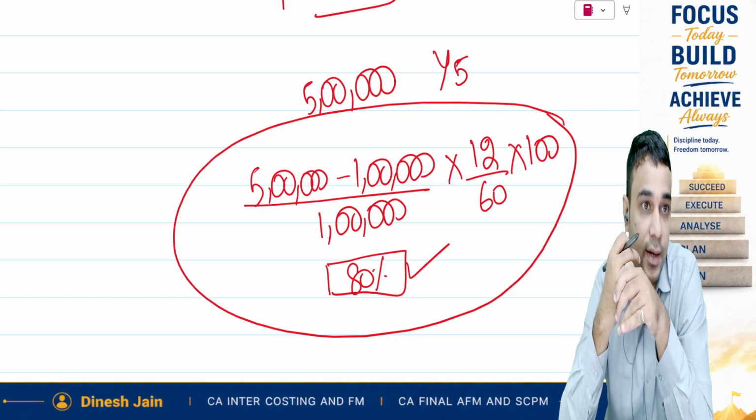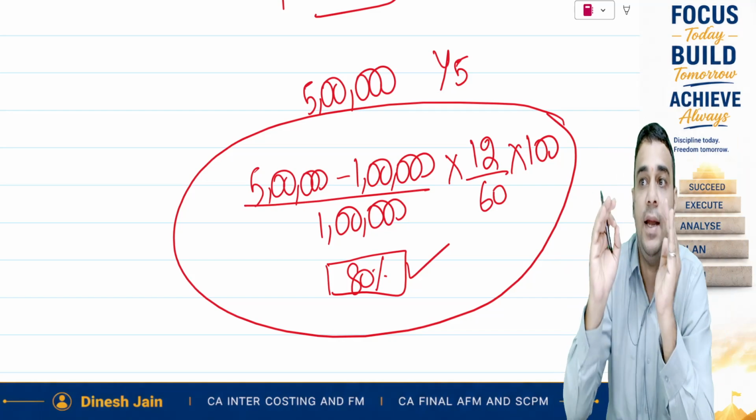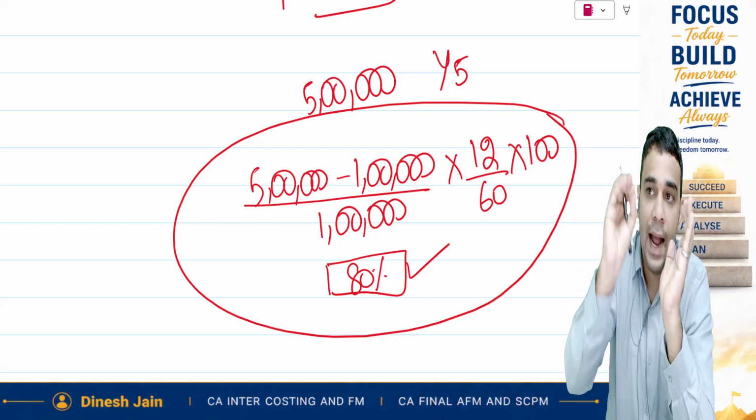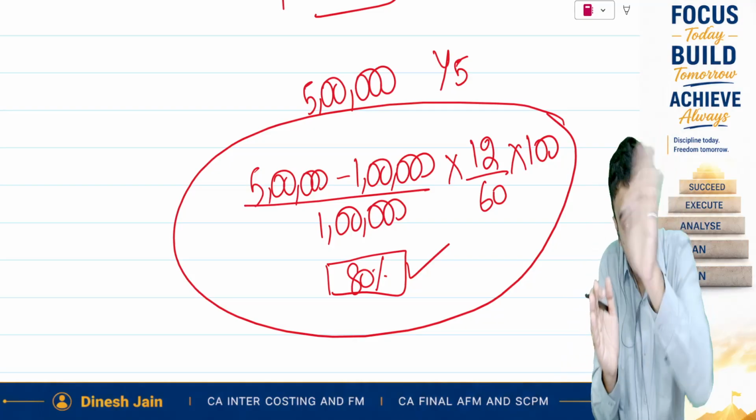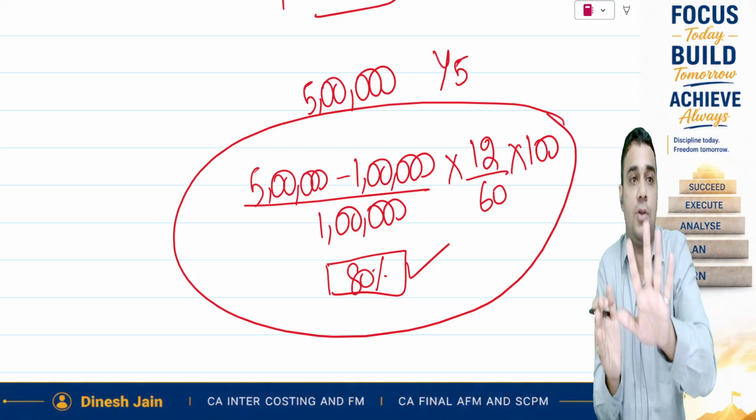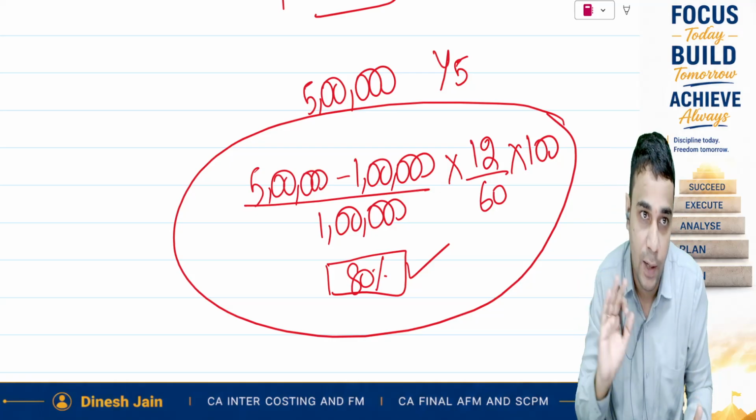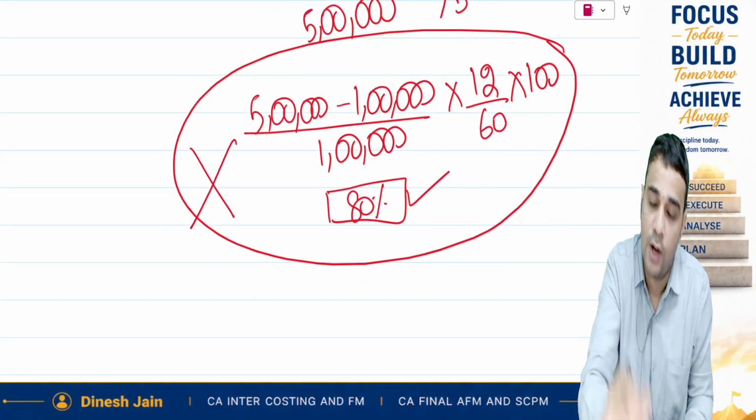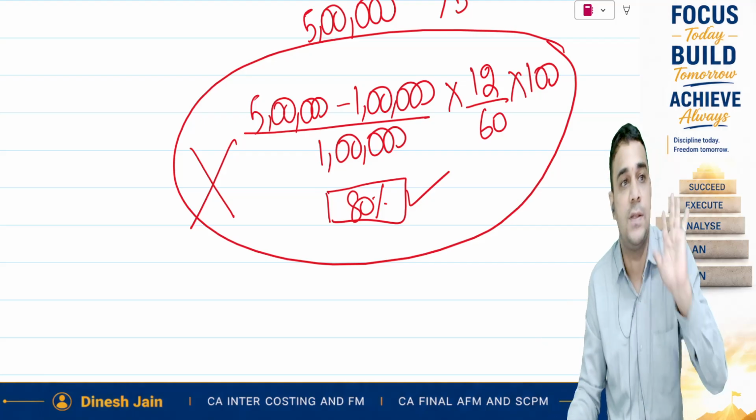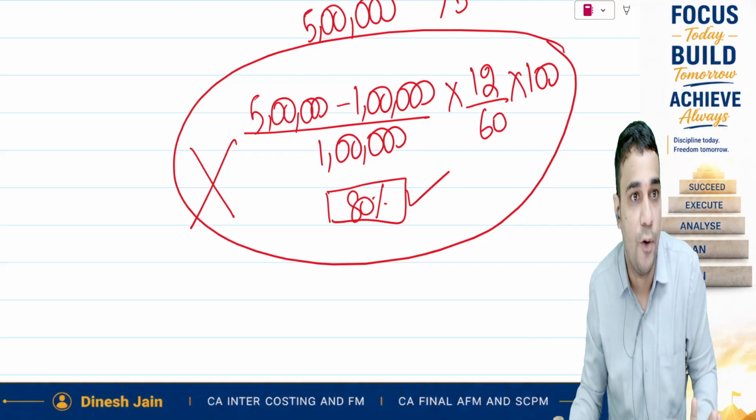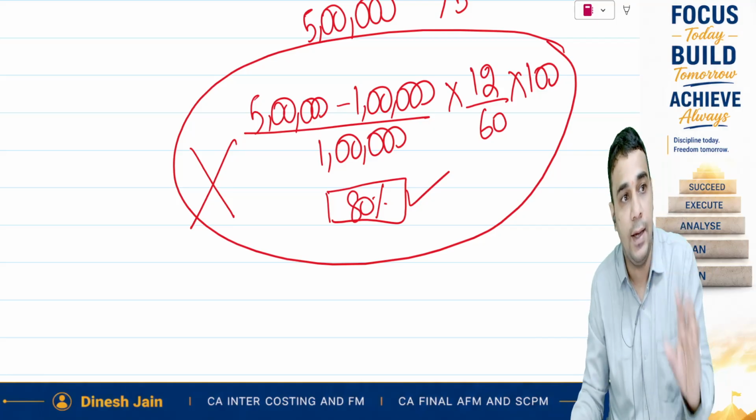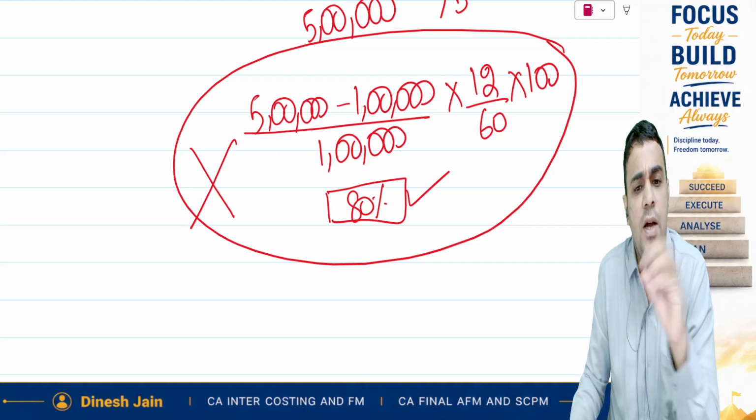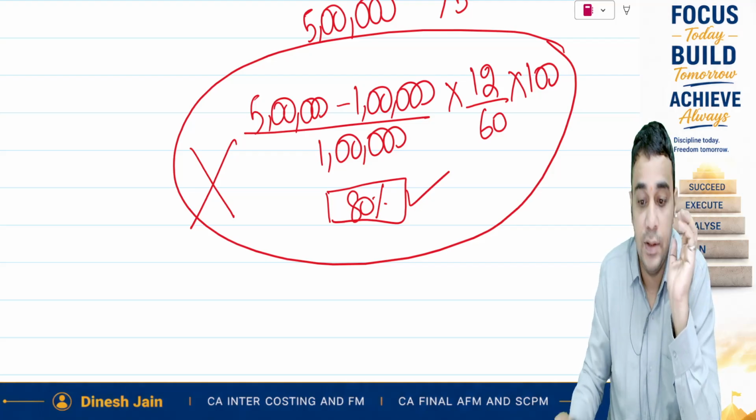If I create an FD of 1 lakh at 10% interest, they will add 10,000. Next year they'll pay interest on 1 lakh 10,000. They will not pay on 1 lakh. So technically this is a wrong formula, but we still use it for simplicity's sake. I can't be using this formula in the practical world. Whichever mutual fund declares results, they don't declare like that.